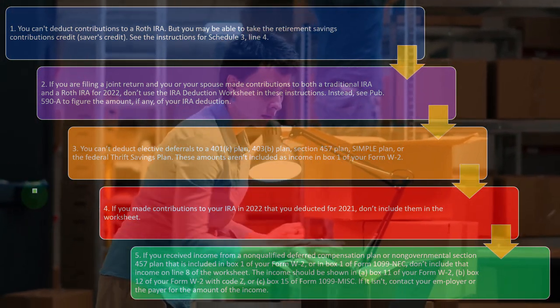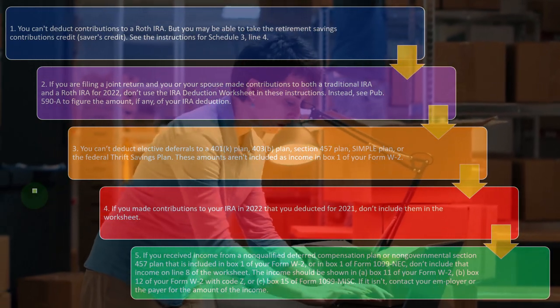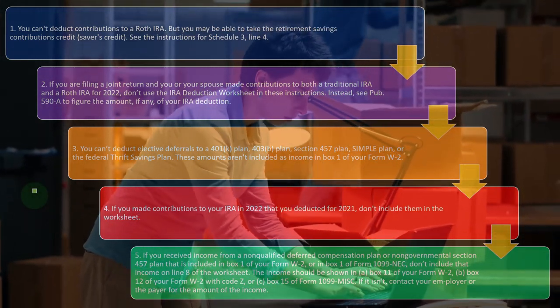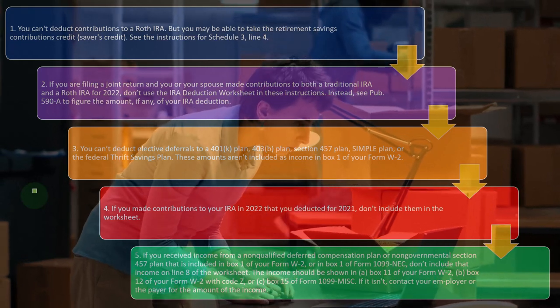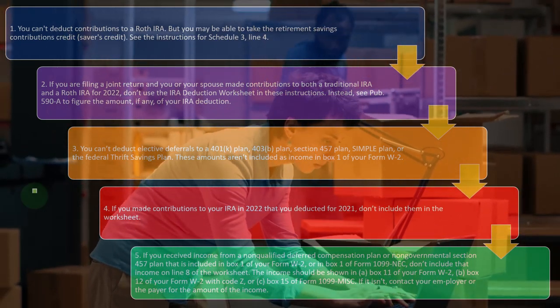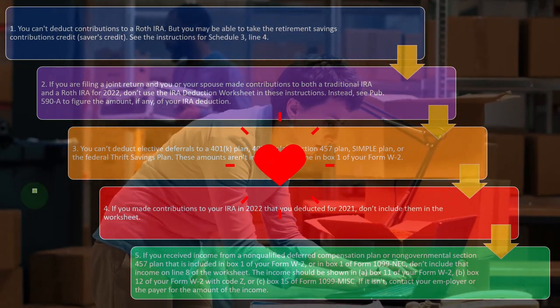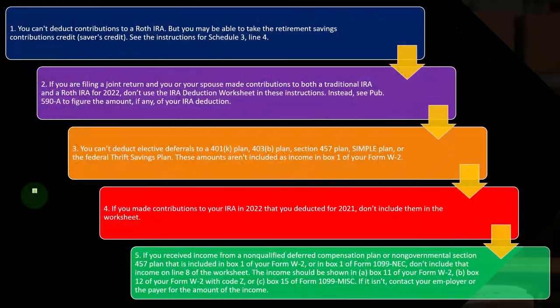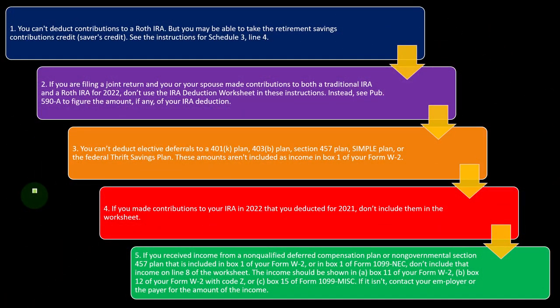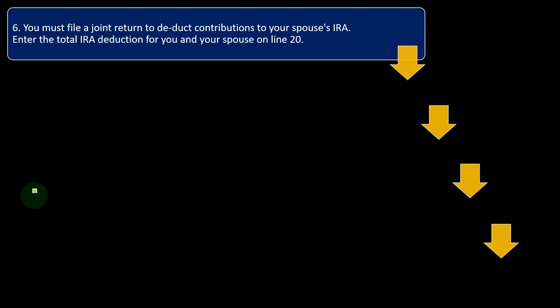The income should be shown in A, Box 11 of your Form W-2, B, Box 12 of your Form W-2 with code Z, or C, Box 15 of Form 1099-MISC. If it isn't, contact your employer or the payer for the amount of the income. So 6, you must file a joint return to deduct contributions to your spouse's IRA. Enter the total IRA deduction for you and your spouse on line 20.